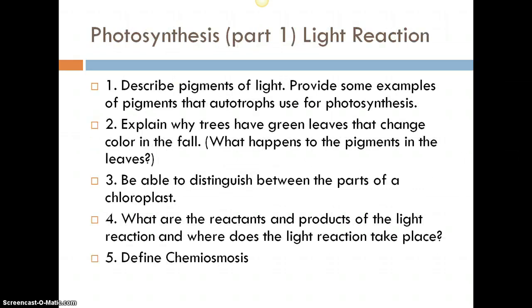And then we're also going to go into the light reaction today. So describe pigments of light, provide some examples of pigments that autotrophs use for photosynthesis. Number 2, explain why trees have green leaves that change color in the fall. What happens to the pigments in the leaves? Number 3, be able to distinguish between the parts of a chloroplast. Number 4, what are the reactants and products of the light reaction and where does the light reaction take place? And number 5, define chemiosmosis.